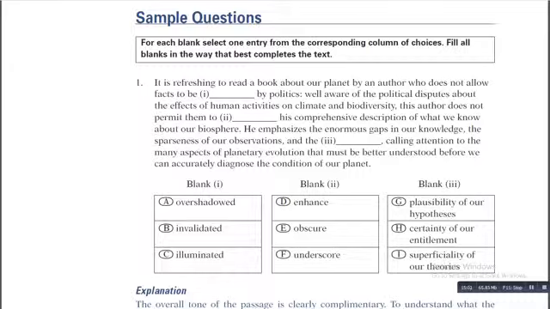So here, if you realize the enormous gap in knowledge is partly of our observation and the blank, calling attention to the many aspects of planetary evolution that must be better understood before we can accurately diagnose the condition of our planet. Now, here the answer is superficiality of our theories. That's the answer. It's not possibility of our hypothesis, or certainty of our entity.